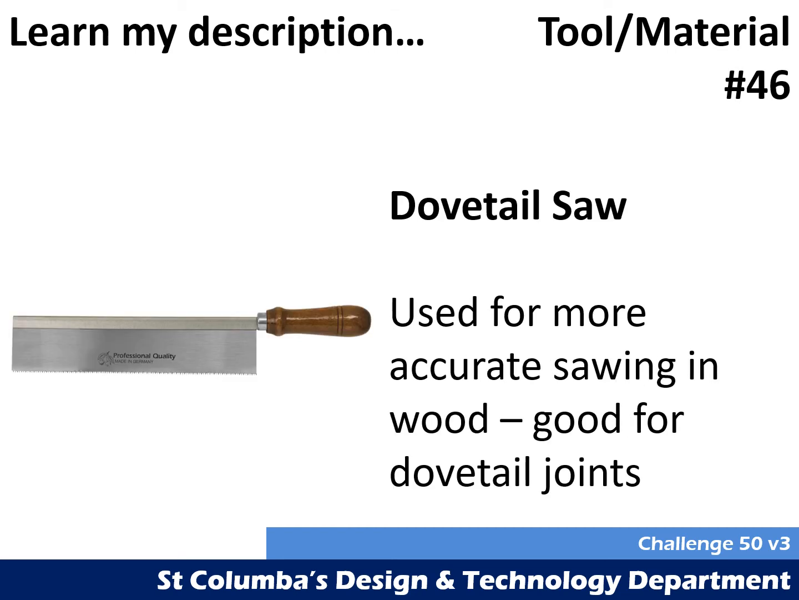Tool number 46 is the dovetail saw. The dovetail saw is used for more accurate sawing in wood and is particularly good for dovetail joints. So due to the smaller nature of the saw, it helps us to be more accurate. A dovetail saw is sometimes also known as a gents saw. So tool number 46 is the dovetail saw. It's used for more accurate sawing in wood and is particularly good for dovetail joints.